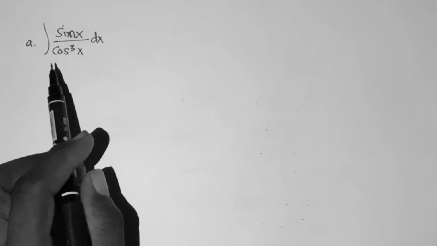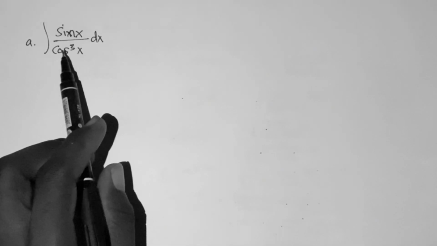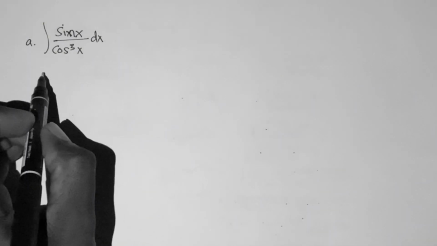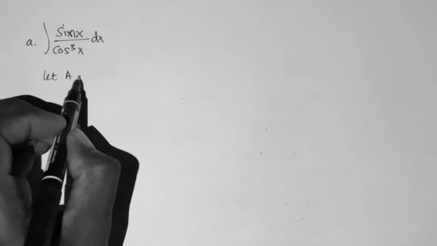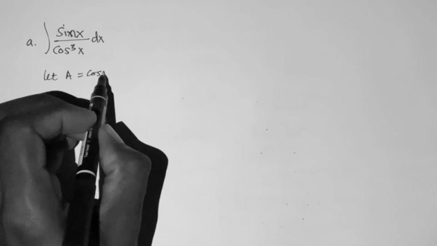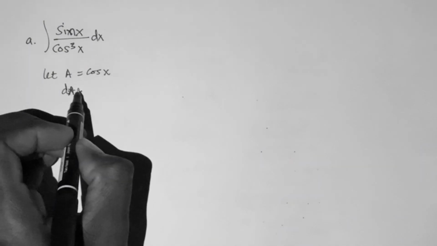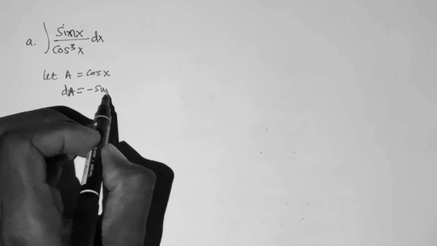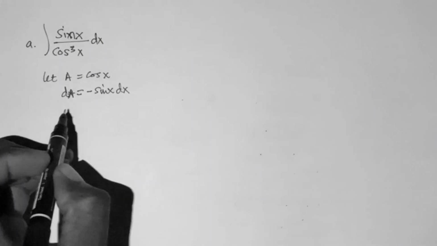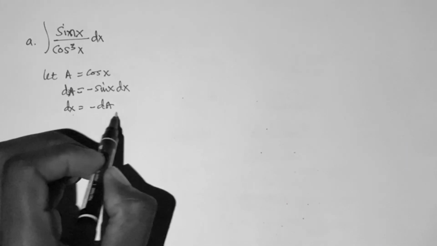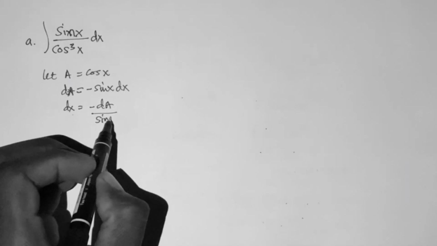So we are supposed to integrate integral of sine x over cos x exponent 3 dx. Let's let a be equal to cos x. So da is equal to minus sine x dx, so that dx will be equal to minus dA over sine x.